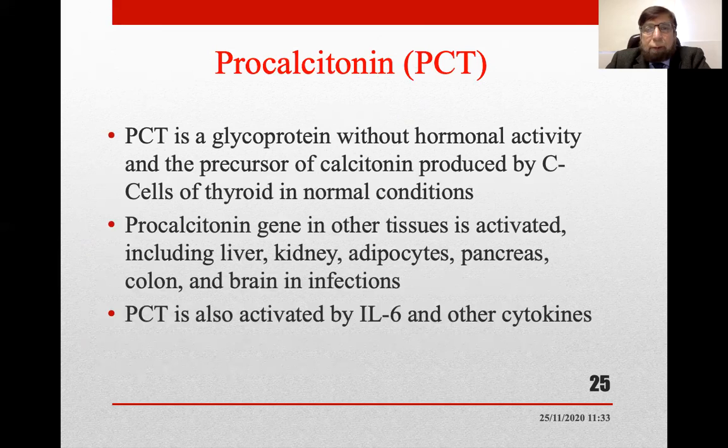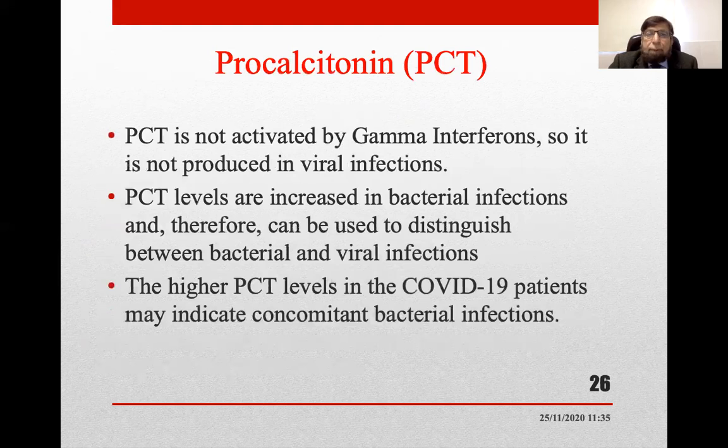Procalcitonin or PCT is a glycoprotein without hormonal activity and the precursor of calcitonin produced by C cells of thyroid in normal conditions. Procalcitonin gene in other tissues is activated, including liver, kidney, adipocyte, pancreas, colon, and brain in infections. PCT is also activated by IL-6 and other cytokines. PCT is not activated by gamma interferon, so it is not produced in viral infection.